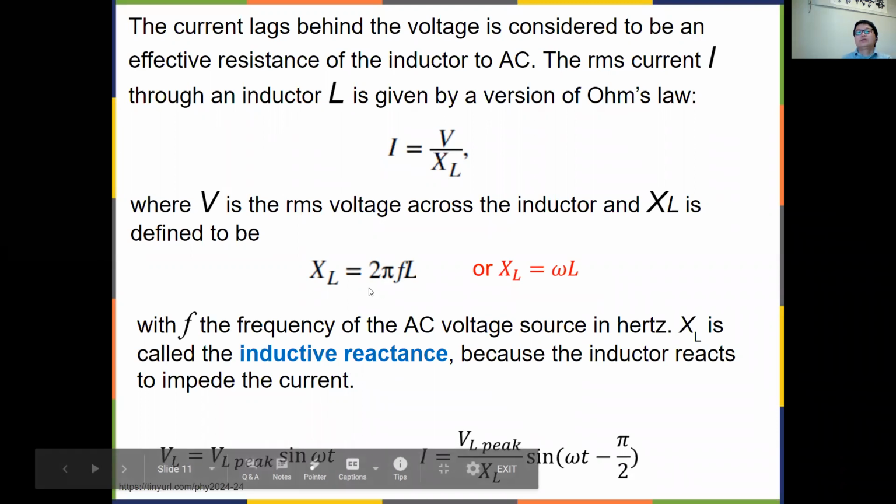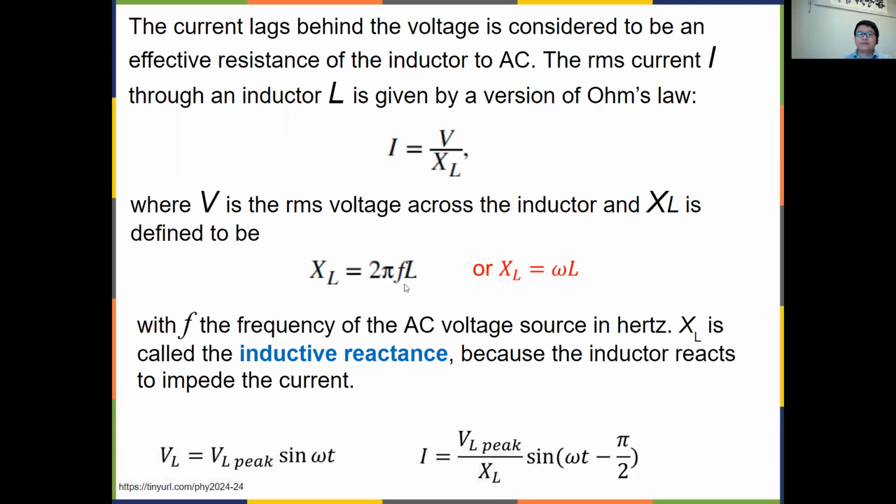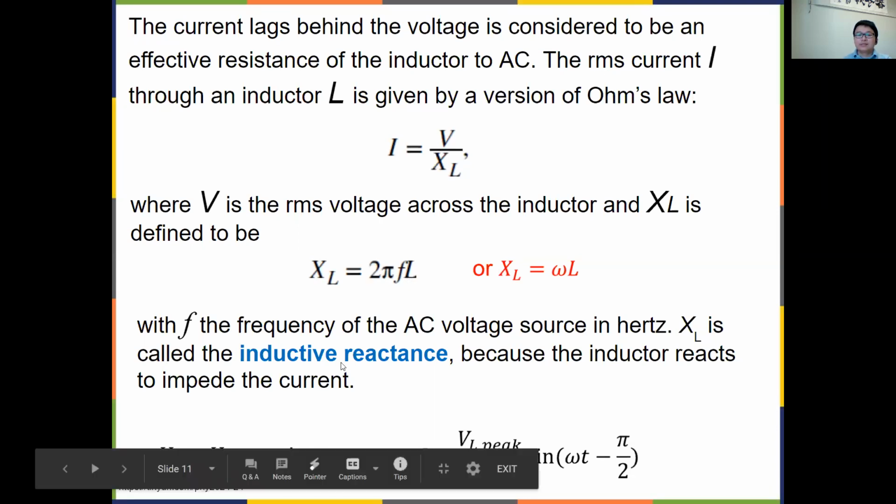And XL is equal to 2 pi times F times L, or omega times L. L is the inductance of the inductor, and omega is the angular frequency. If you use frequency F, then you multiply by 2 pi, so 2 pi F times L.